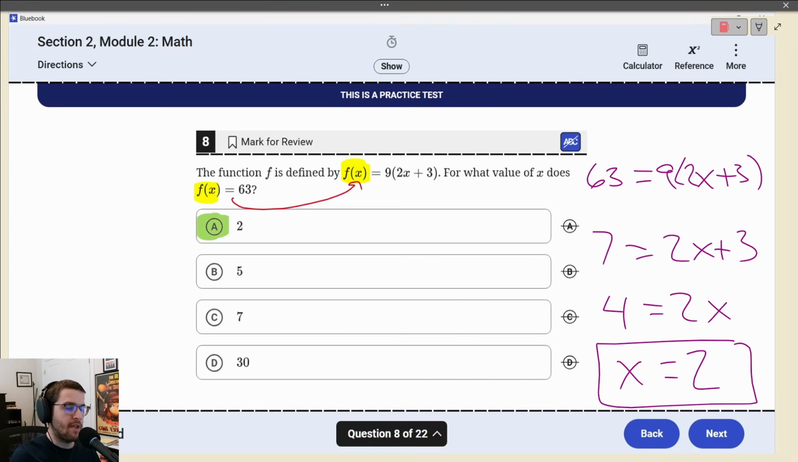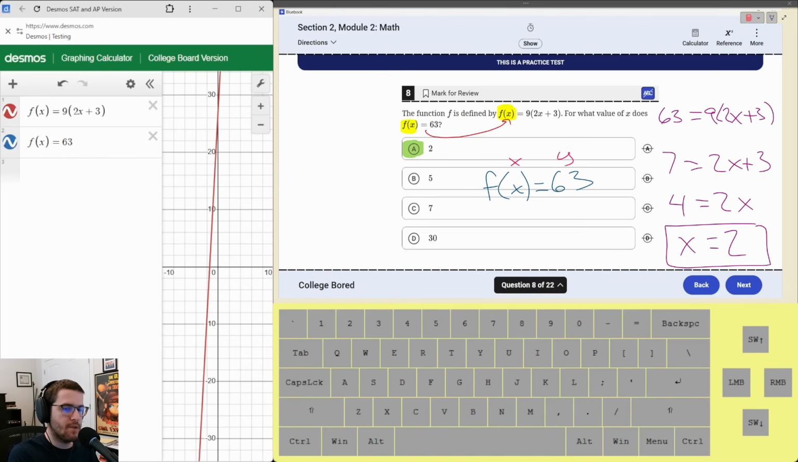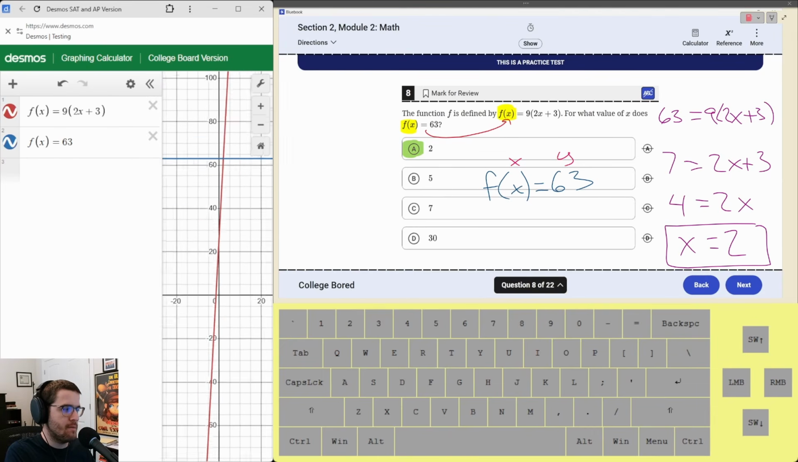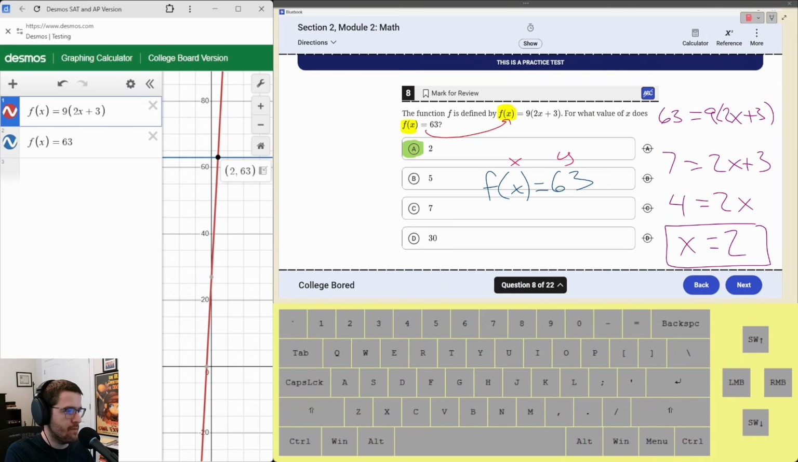We could also do this one entirely on Desmos, so let's go do that. Okay, so I just typed these two functions in. Now I'm going to zoom out until I see where they meet. Zoom back in. And we see that happens at a y value of 63. But the question wanted us to find x, so the x value is 2. We get the same thing, choice A.